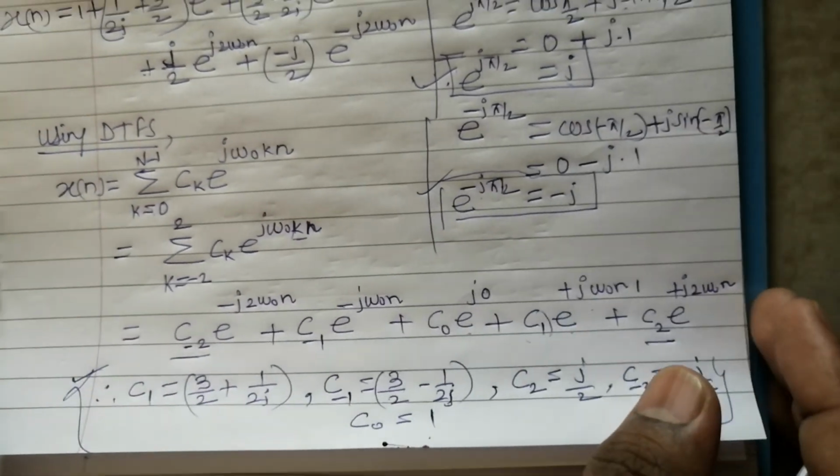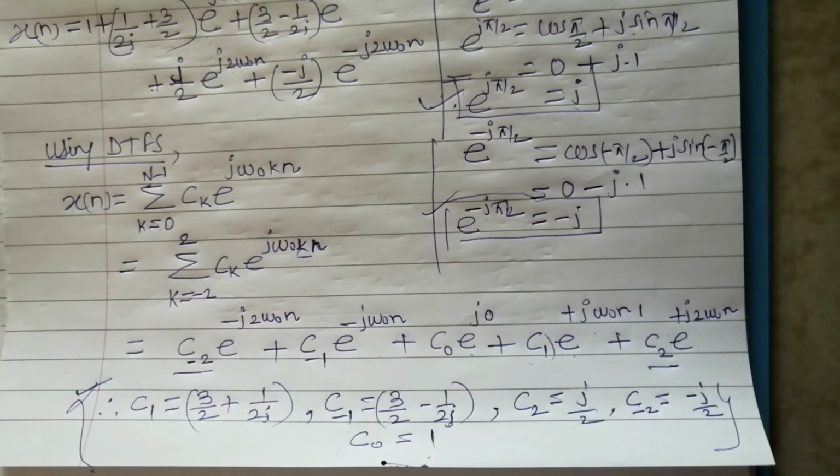Okay, I hope now it is clear how to find the discrete time Fourier series coefficients. We have taken 3 numericals in these 2 videos. In the next video we will see how to plot the magnitude and the phase spectrum of a given continuous time signal or discrete time signal. Thank you.